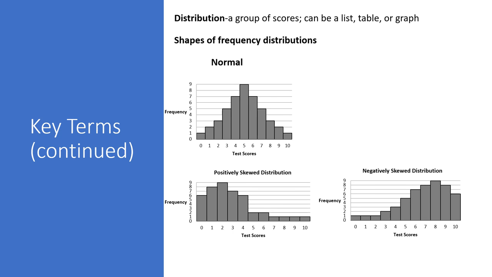Again, one easy way, I think, to tell the difference between a positively skewed and negatively skewed distribution would be to look at which one has the longer tail. In a positively skewed distribution, the longer tail is pointing to the right, or the more positive numbers, and in the negatively skewed distribution, the longer tail is pointing to the left, or to where the negative numbers would be.